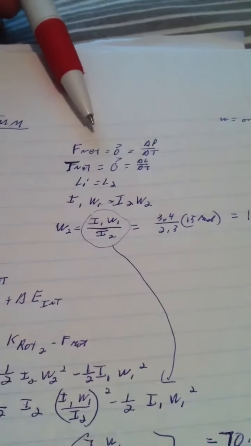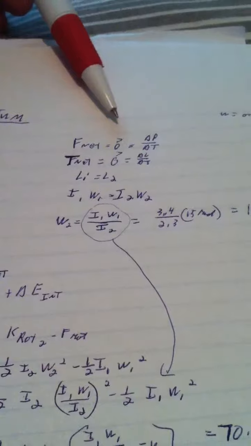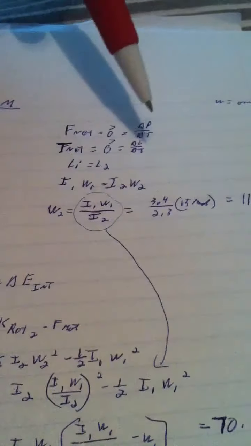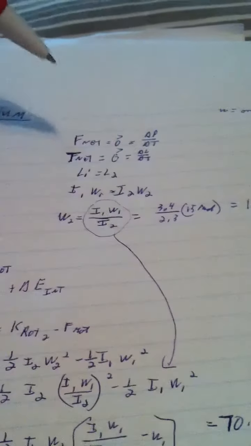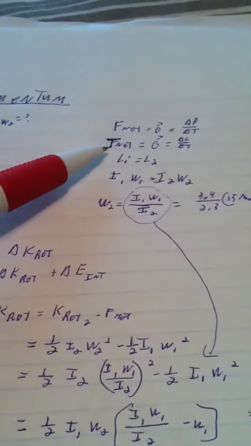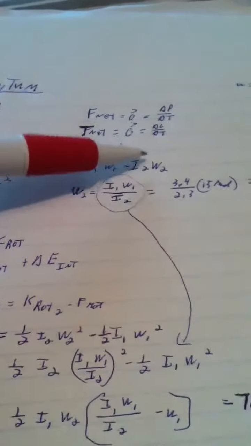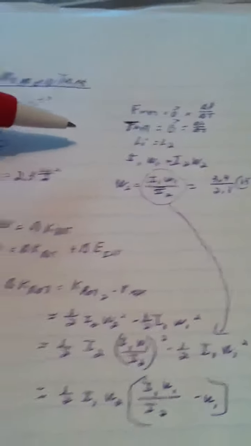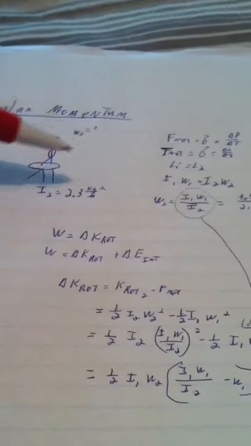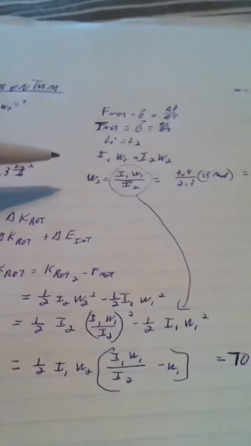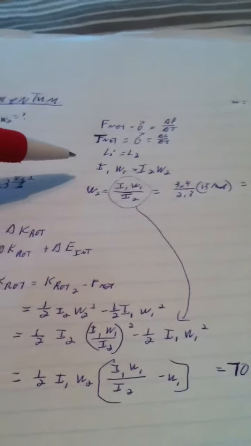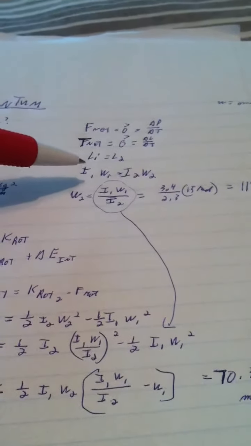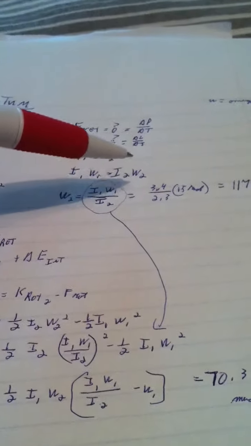F net equals 0, and that equals the change in momentum over time. Then I did the torque net equals 0, and that equals the change in angular momentum over time. And we see that L1 and L2 are equal. So the inertia 1 with the omega 1 has to equal the inertia 2 with the omega 2.